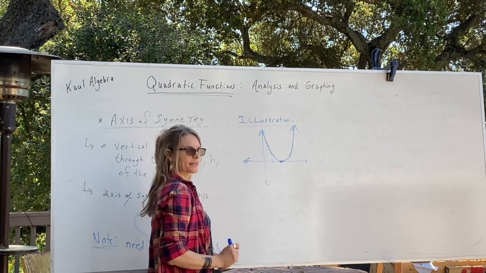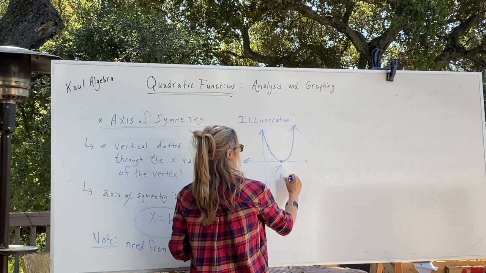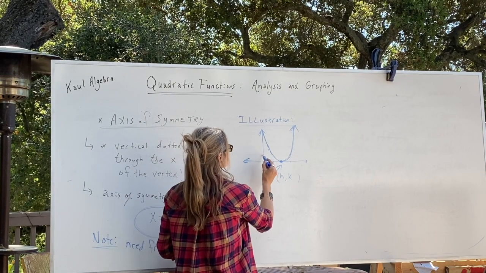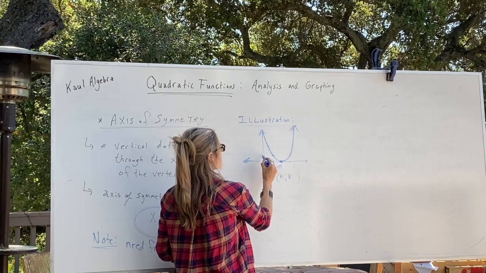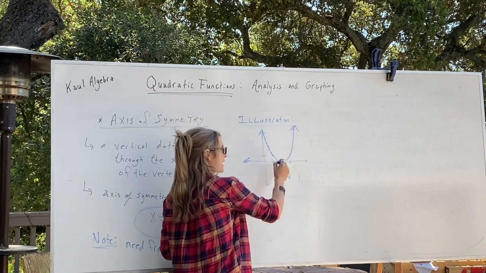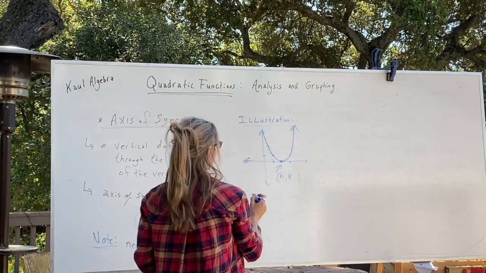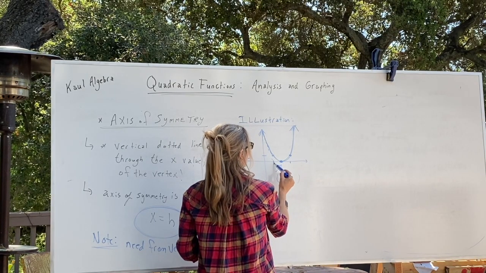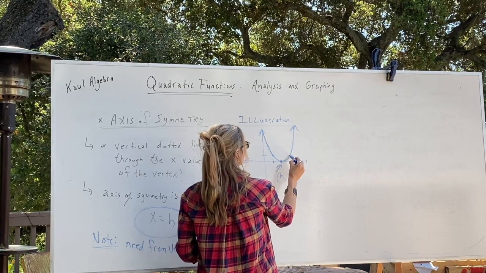So that would be my vertex right here. This is h comma k. And you might notice there's some symmetry. If I know that I have this point at 1, let's say, then by the symmetric properties of this parabola, quadratic functions, I know on the opposite side I have the exact same point. Y value at 3, 1.